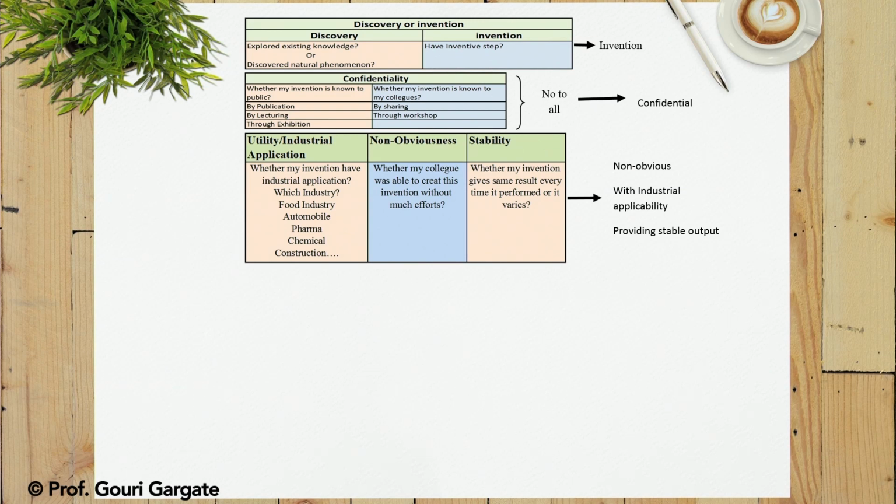So, first you will check whether there is an industrial application. Once you are sure that okay, there is an industrial application, then you can think of in which industry that invention is applicable, whether it is the food industry, automobile industry, pharma industry, chemical industry, or related to some construction, so civil engineering related, so whatever it may be. So, you have to just check out in which industry your invention is applicable. So, you have to find out that core industrial sector, and then the next step will be to identify the focus area within that sector.